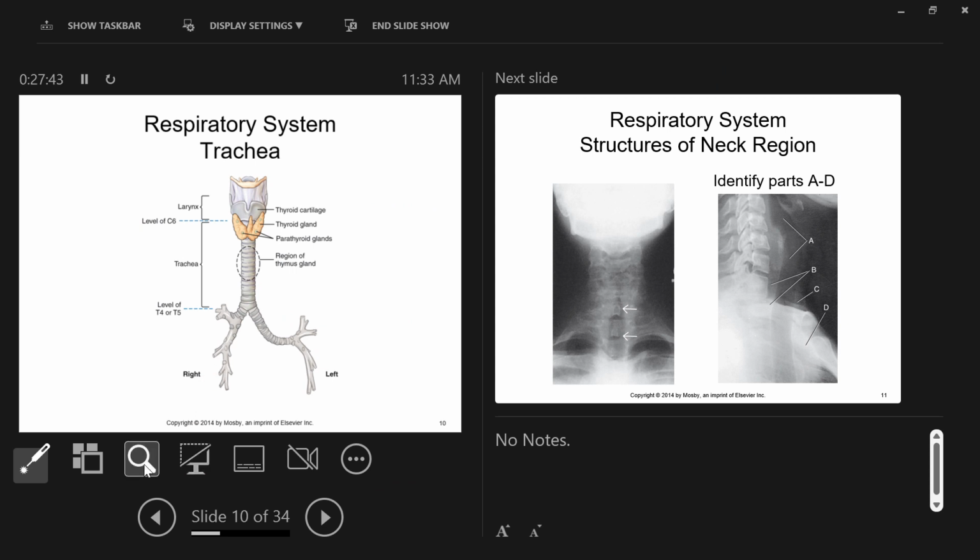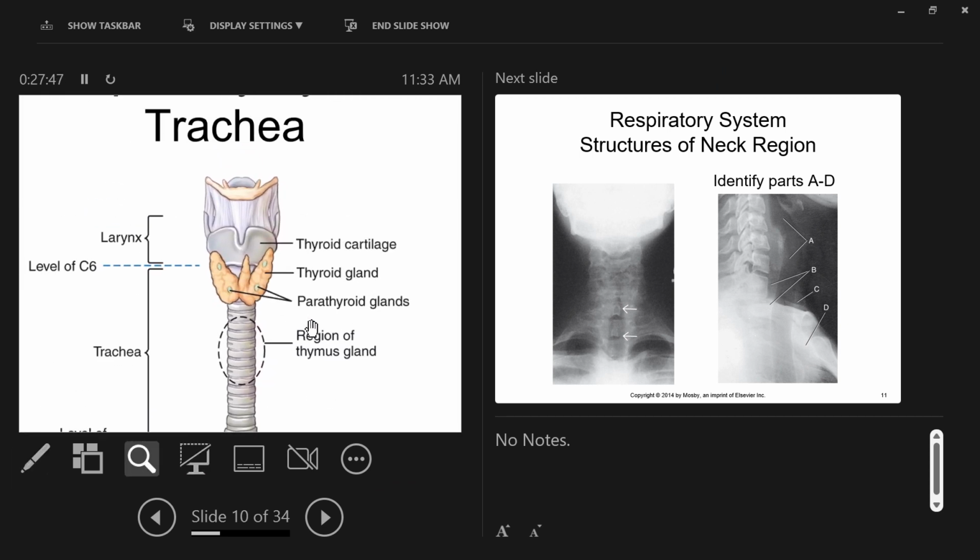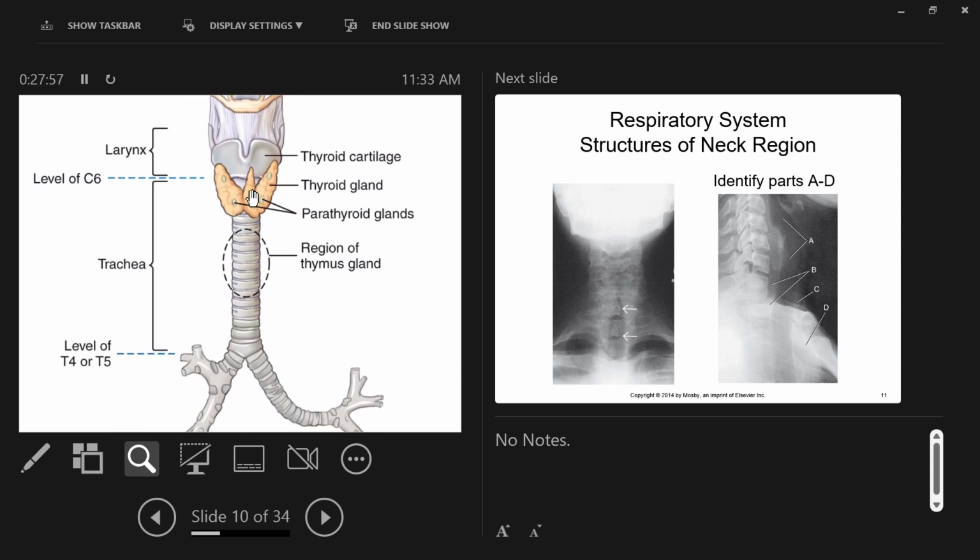Here's a view a little further down. So we had that up there. In this view, they've attached the thyroid gland. So again, you can find your laryngeal prominence. Just below the laryngeal prominence, you're going to have your thyroid gland. Thyroid gland is important, but we're not going to talk about it right now. But it is anterior to the trachea.